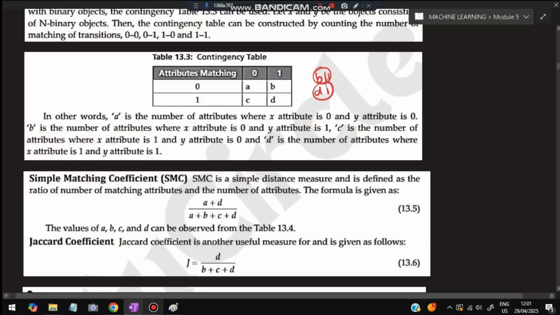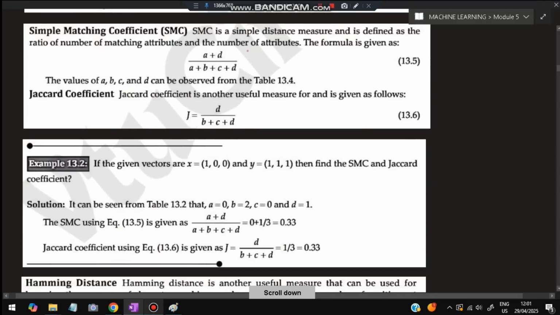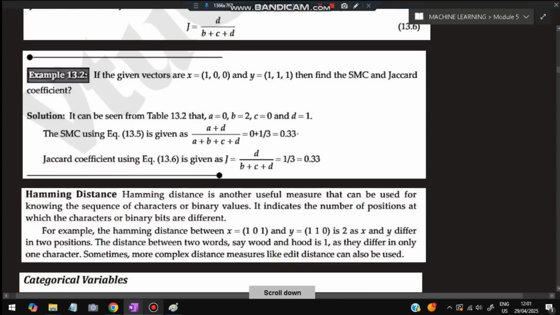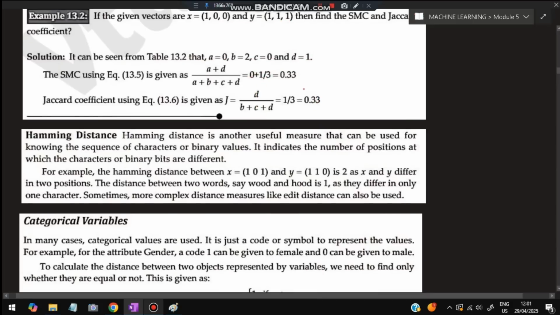So B is 2, D is 1, A is 0, C is 0. Like that you have to do. After you do that, substitute the values of A, B, C, D in these formulas and find out the answers. A is 0, B is 2, C is 0 and D is 1. Like that we have to calculate based on the given vectors. That is how we do for the binary values.